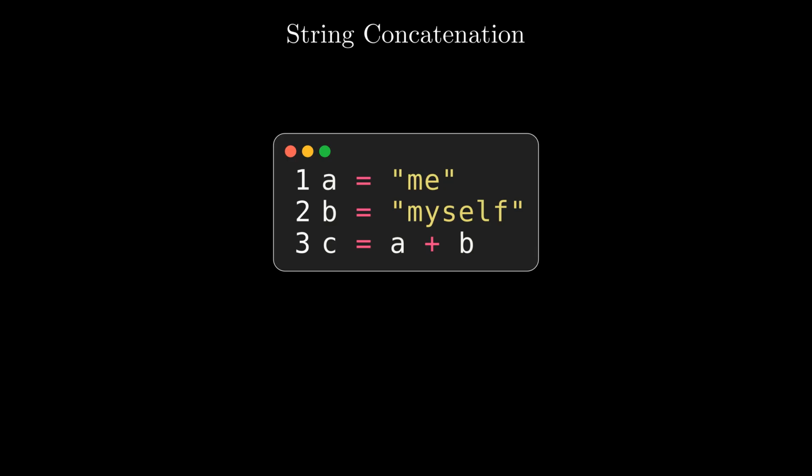Start with concatenation. The plus operator joins two strings, combining their characters into a single new object. Variable a holds the string "me", and variable b holds the string "myself". c is set to a plus b, which evaluates to "memyself", all one word. Notice what's missing: there's no space between "me" and "myself". Concatenation joins exactly the characters present, nothing more. Python doesn't guess that you wanted a space between words. The plus operator is literal. It glues the second string directly onto the end of the first.